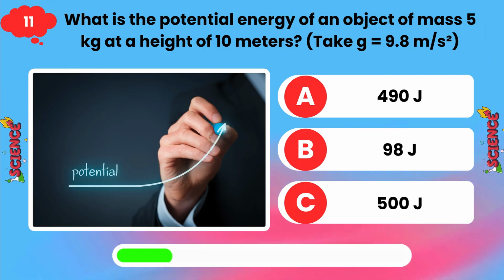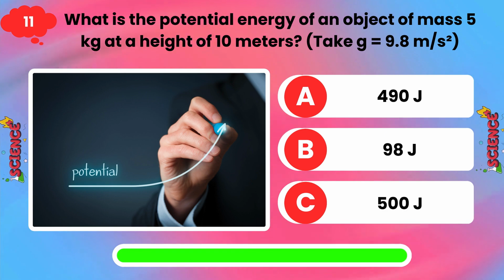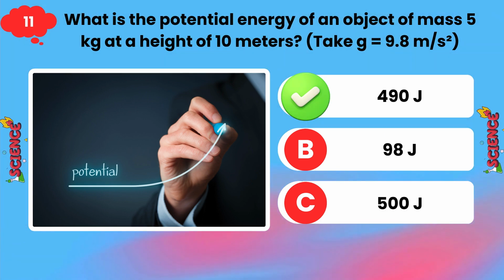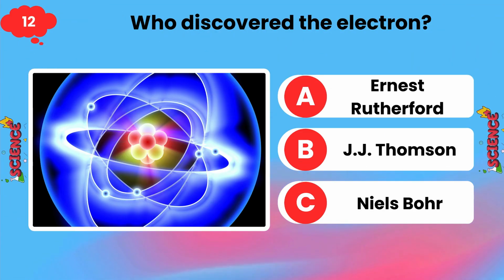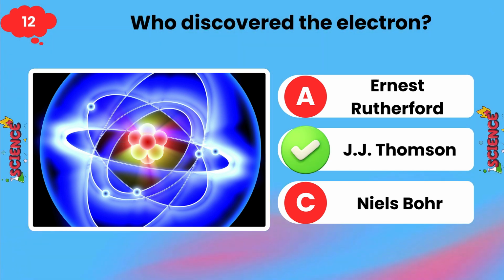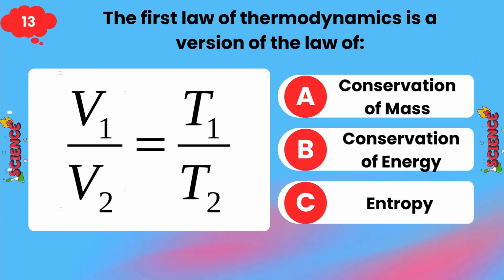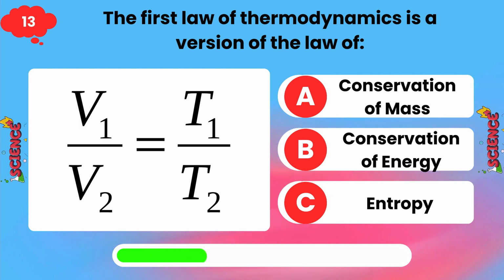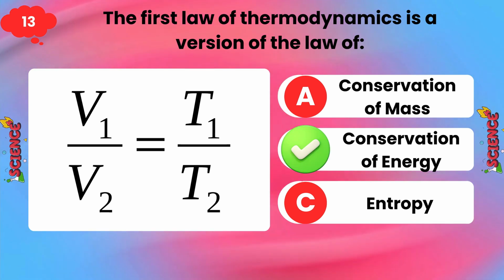What is the potential energy of an object of mass 5 kilograms at a height of 10 meters? 490 J. Who discovered the electron? J.J. Thomson. The first law of thermodynamics is a version of the law of conservation of energy.